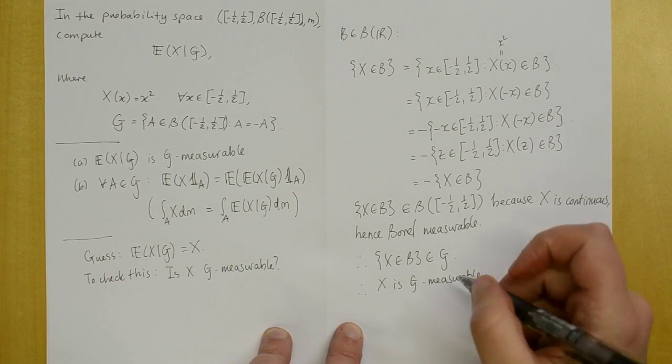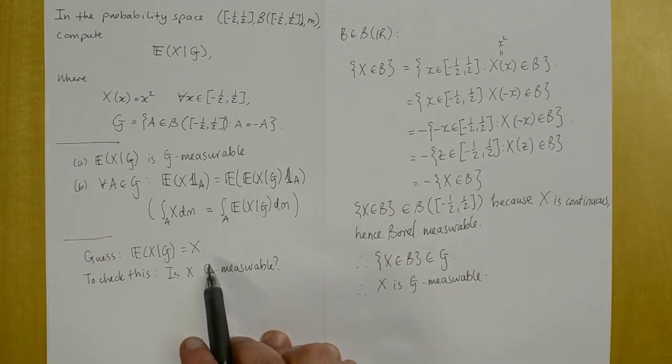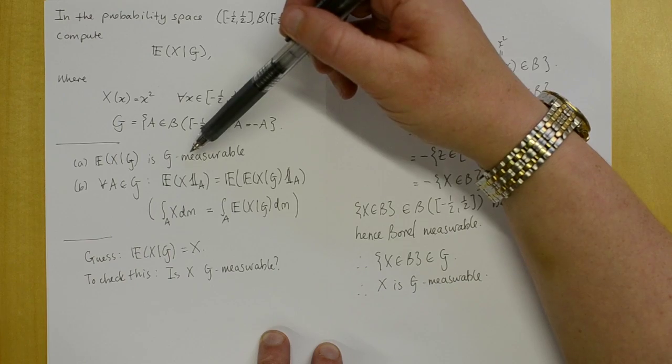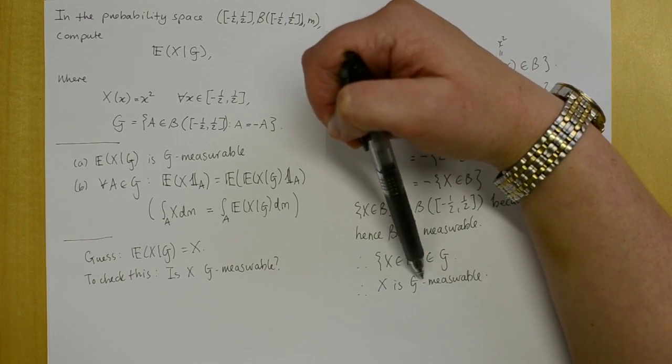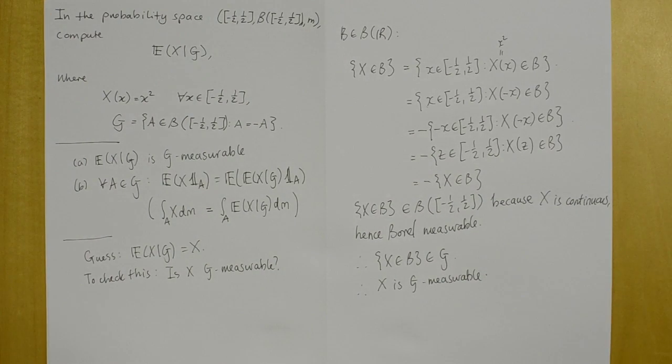And the reason why we were looking at this is because we were computing the expected value of X given G, and if X is G measurable, then it satisfies property A, and therefore the conditional expectation of X given G is equal to X.